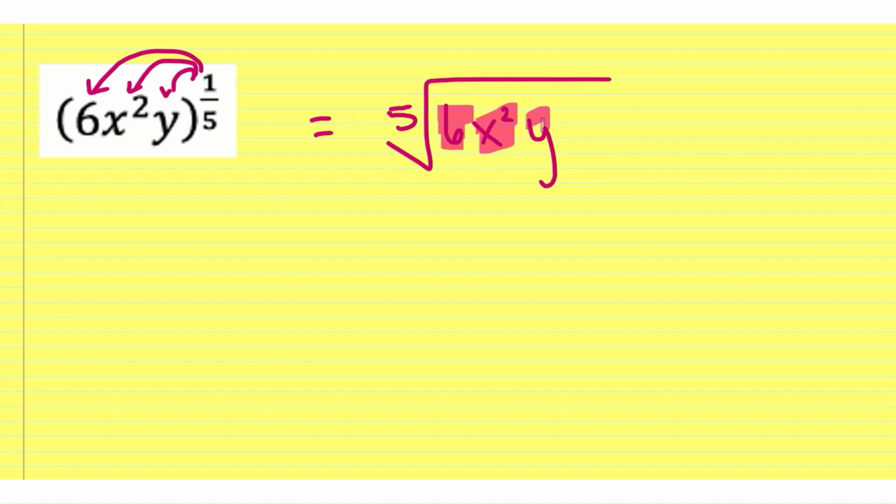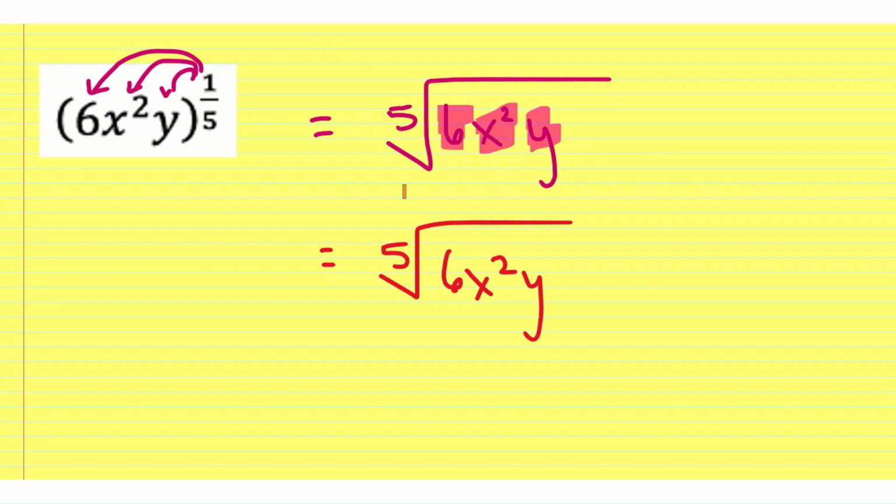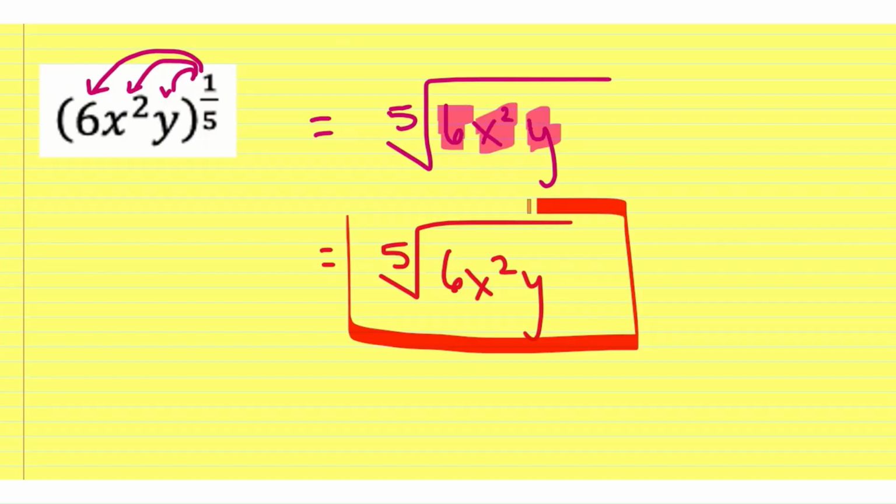Do I have 5 factors of y? No, I only have a single y. So that means that our final answer is just the fifth root of 6x squared y. We cannot simplify it anymore. That is as simple as we can simplify it and reduce it.